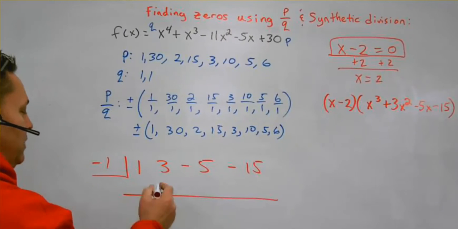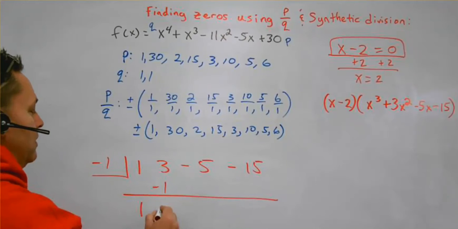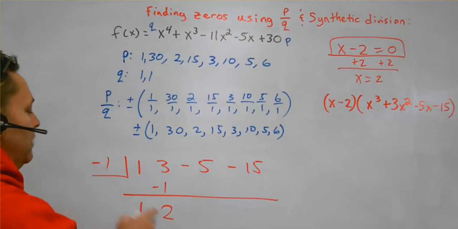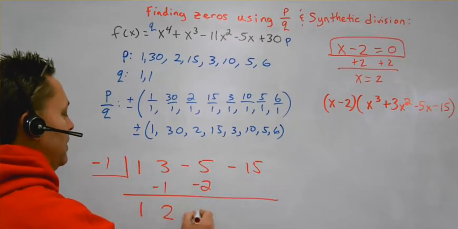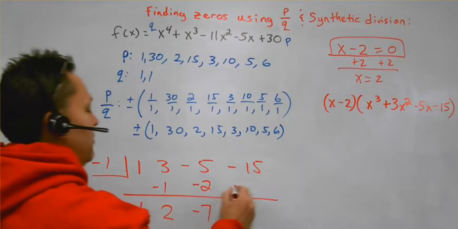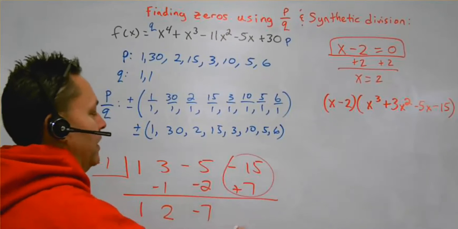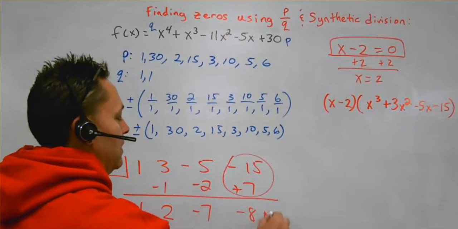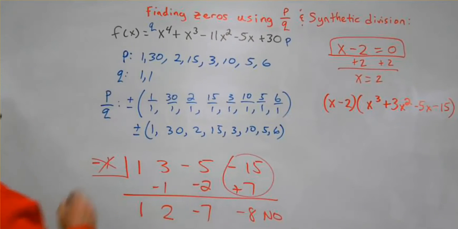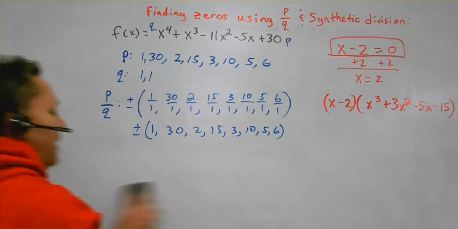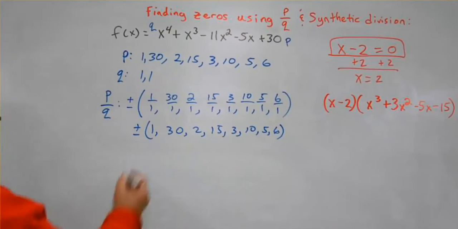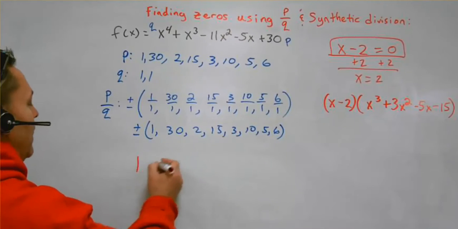-1 times 1 is -1. You get 2 left over there. -1 times 2 is -2. -7. Get +7. You see, you don't get 0 here. Okay, you're going to get -8. This is a no. Okay, so I know that -1 does not work. So I'll go ahead and I'll take that off, and I got to try it again. And this is where we kind of go on a little trial and error here.